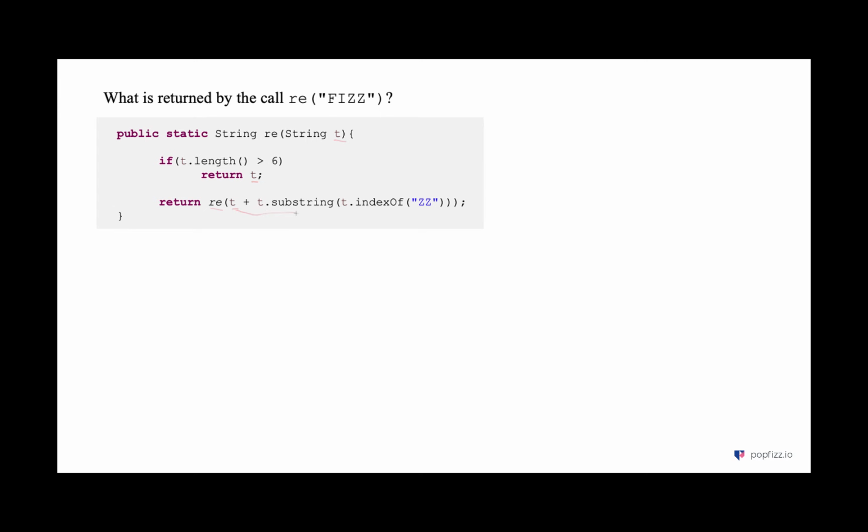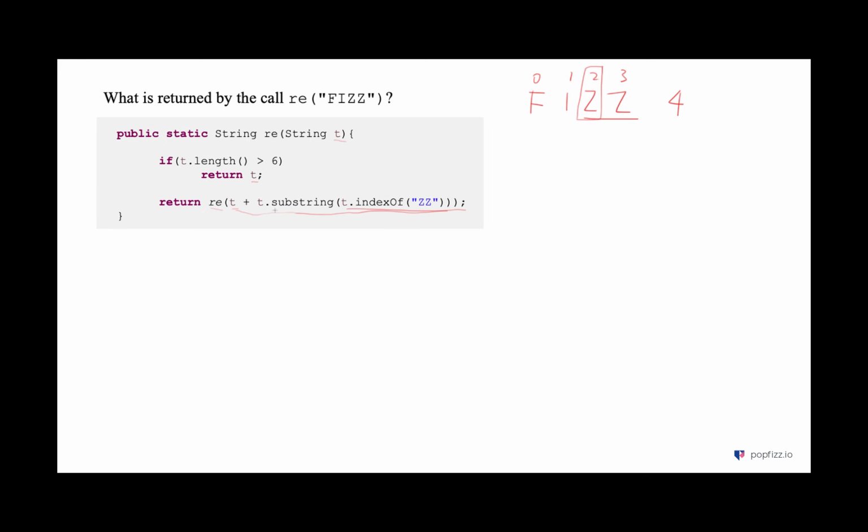So from t plus t.substring, t.indexOf("zz"). First of all, let's look at the word fizz. And the length of fizz is 4, right? We have 4 letters, and each letter has an associated index number, 0, 1, 2, 3. indexOf("zz") is going to return the index value of zz. So this is going to be 2.